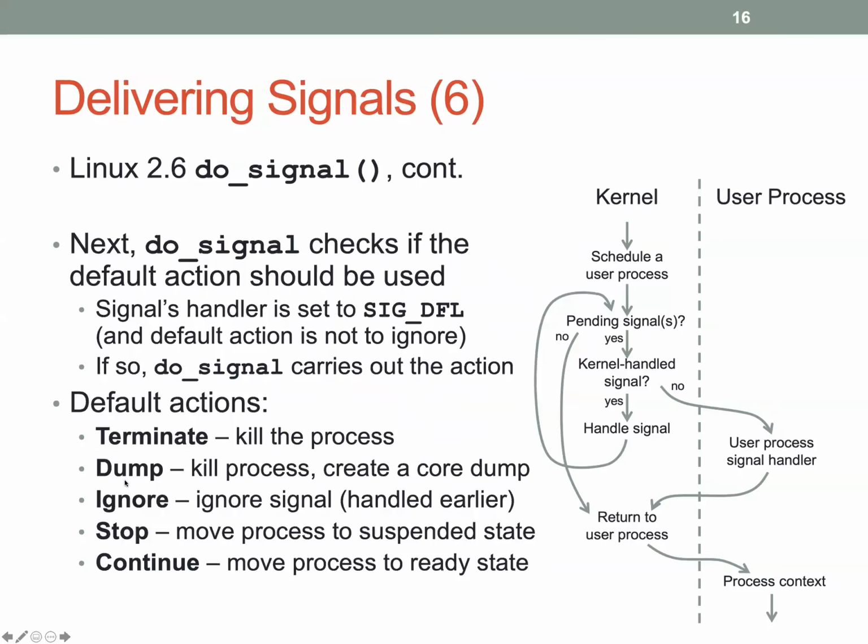Actually, I'm thinking about that. You would if there's an add exit handler. So you may still make a quick flip into the user mode process just to take care of exit handlers and things like that if you have a termination scenario. Dump kills the process and creates a core dump. Ignore, stop, and continue we've already pretty much talked about, but these just affect the scheduling state. Terminate and dump, well, they end the process's existence anyway. So do_signal takes care of that stuff. It's kernel level stuff anyway.